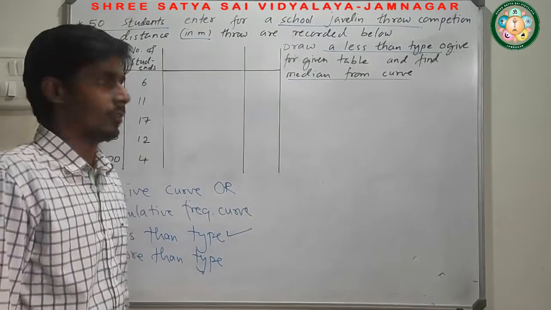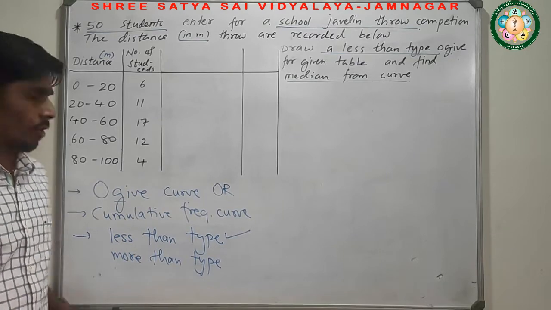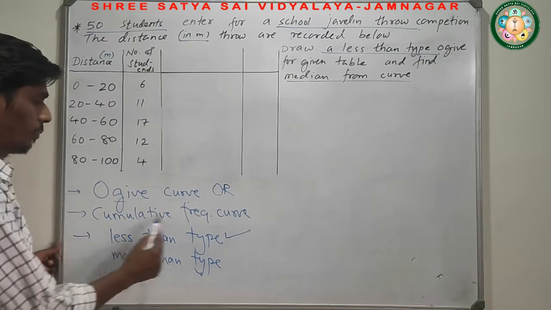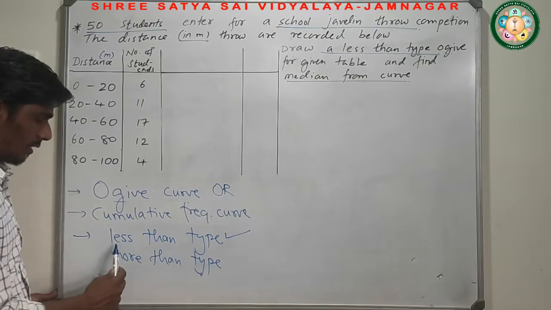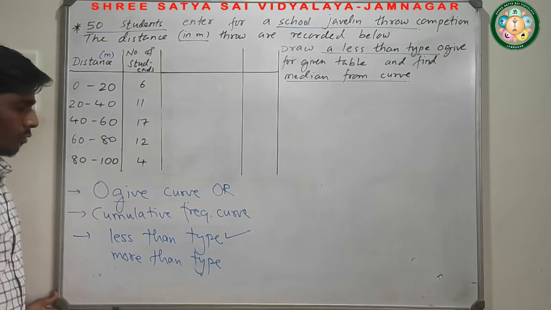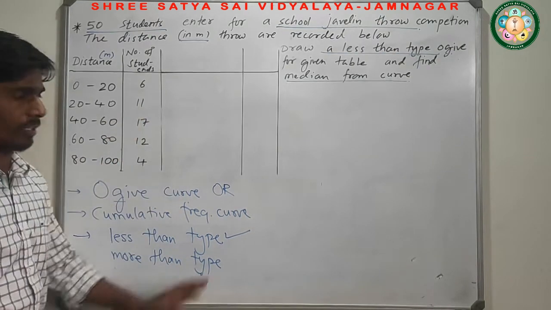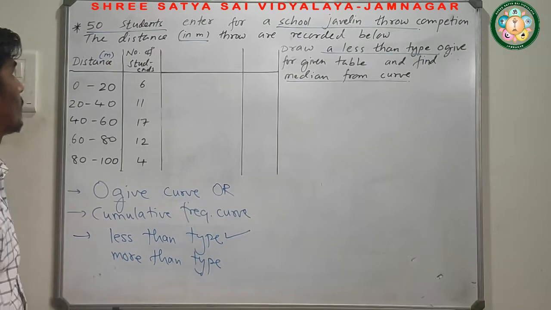Sairam everyone. Today we are going to do the next topic, that is Ojai curve. Ojai curve is also called cumulative frequency curve. There are two types of curves. First one is less than type and another one is more than type. So let's complete this table or graphical method with the help of less than type curve.